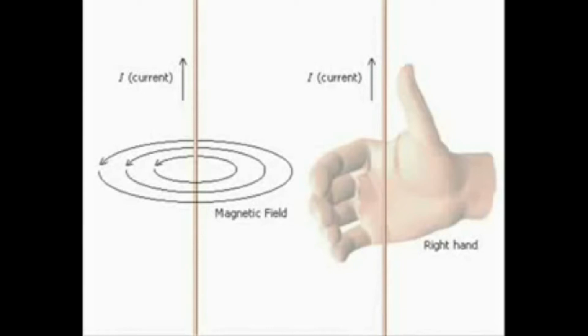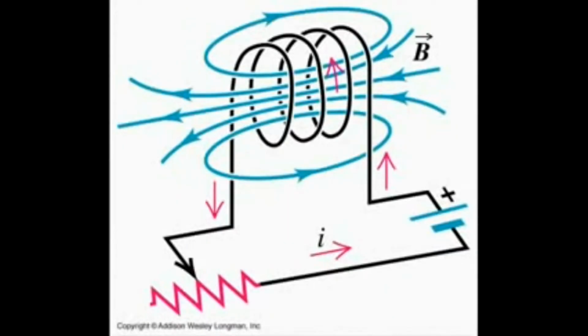So if we take a coil of wire and trace the movement of the electrons passing through it, using the right-hand rule, we can see how the magnetic fields all add up to produce a single large magnetic field. This is how electromagnetics work.